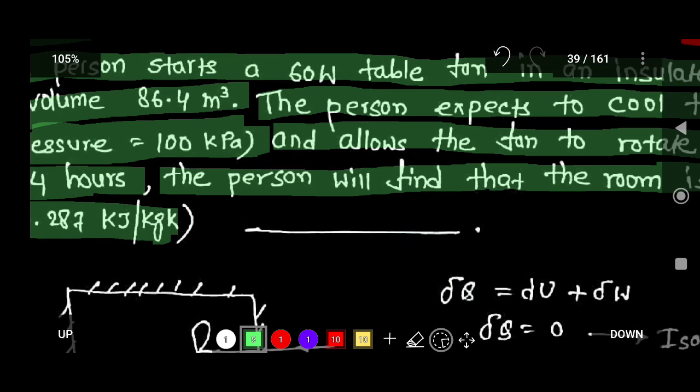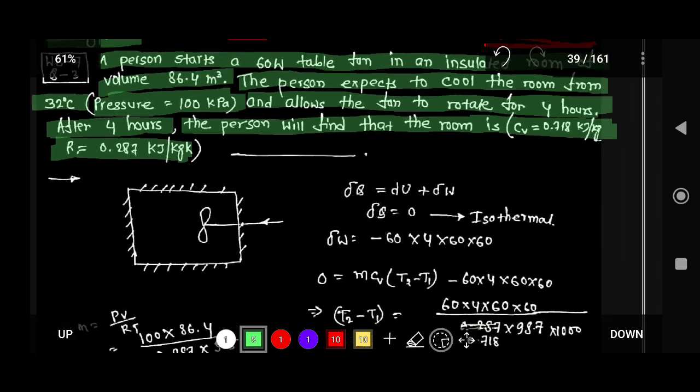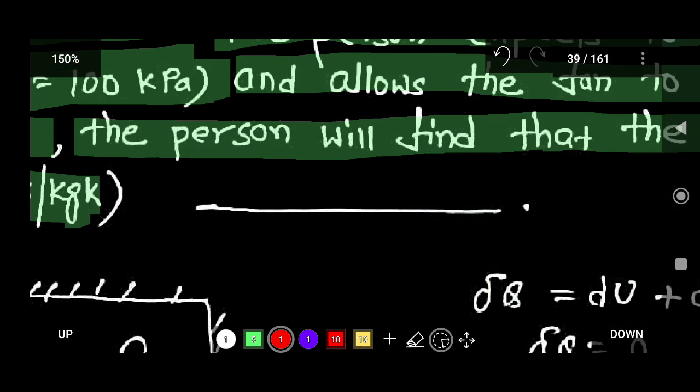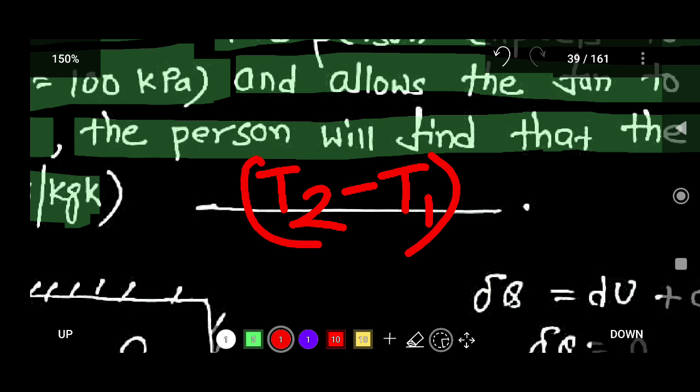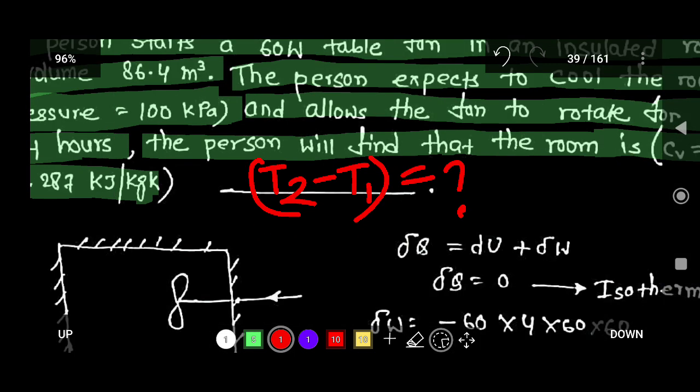So basically here you have to find out the temperature difference, T2 minus T1. So what is the value of T2 minus T1? From this value we can comment on whether the room is hotter or cooler. So basically you have to try to find the T2 minus T1 value.